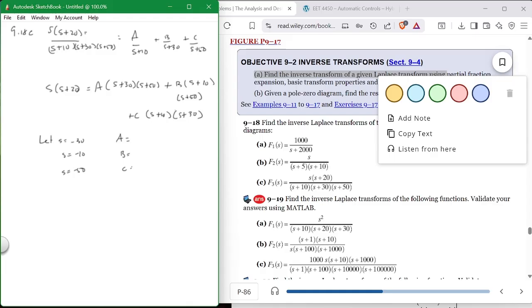S times S plus 20 is equal to A times S plus 30 times S plus 50 plus B times S plus 10 times S plus 50 plus C times S plus 10 times S plus 30. Let S equal minus 30, minus 10, and minus 50. Find A, B, and C. I want you to do that. I want you to have to do this kind of stuff because you will have to do this on a test. This is not an option. You will have to do this.